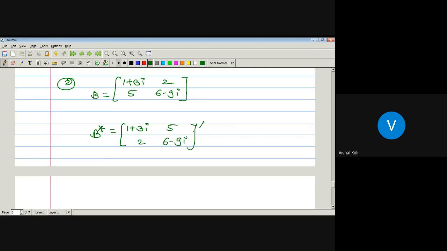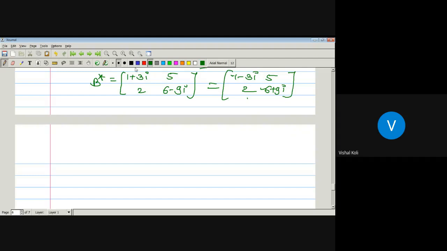And now we have to make its conjugate. The conjugate of 1 plus 3i: as here it is 3i, it becomes minus 3i, so 1 minus 3i. For 6 minus 9i, as it is already minus, it becomes plus. And there is no effect on the real part. Okay, so this will be B star. So in this way, we can find the transposed conjugate of a matrix.